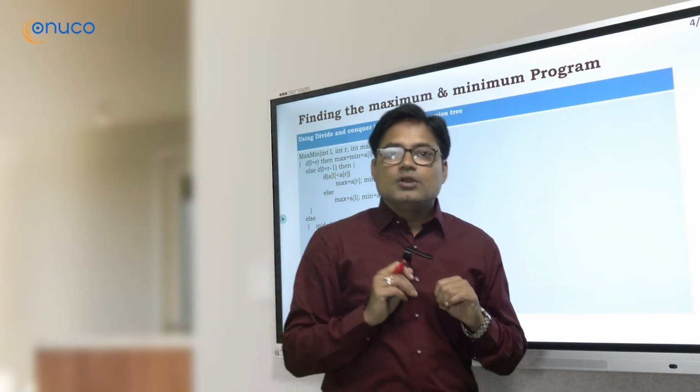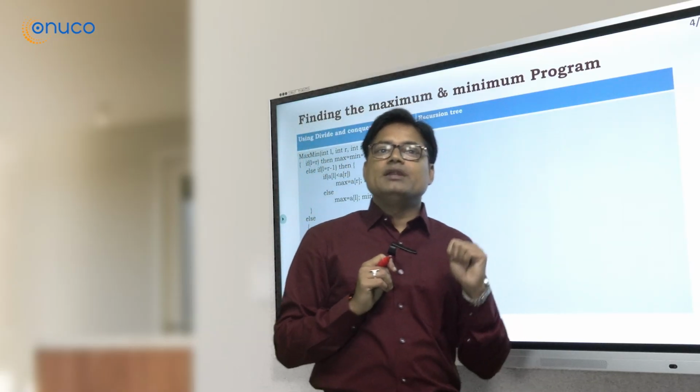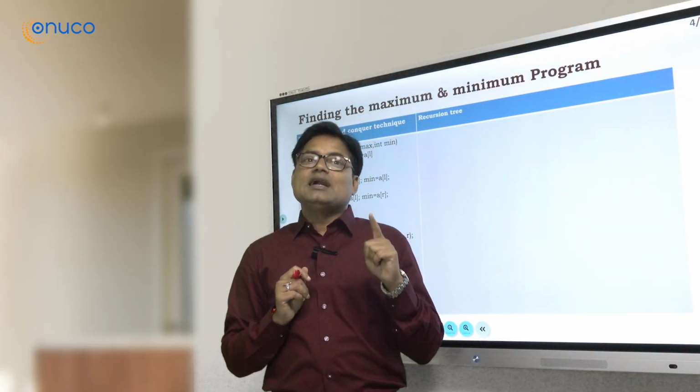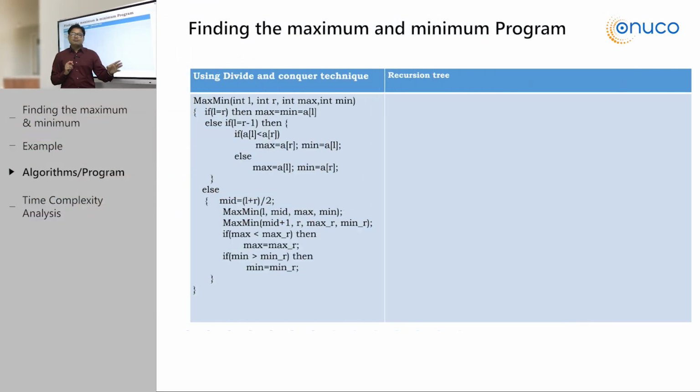Now, point to be noted: if you have only one element, then that element is both the max and the minimum, because we don't have any other element to compare. So we can say that if L is equal to R, basically.